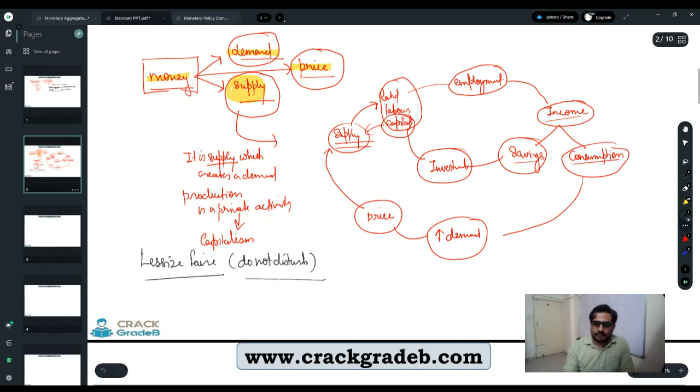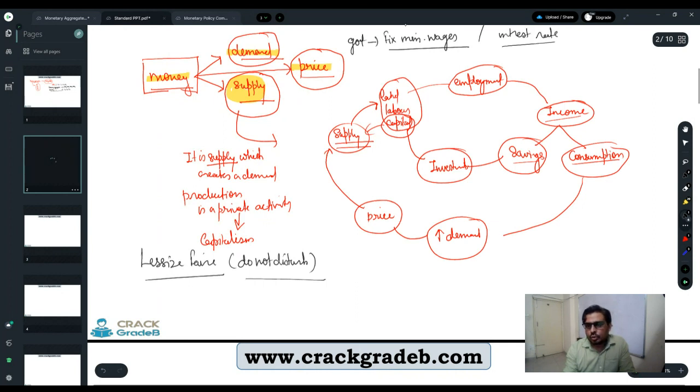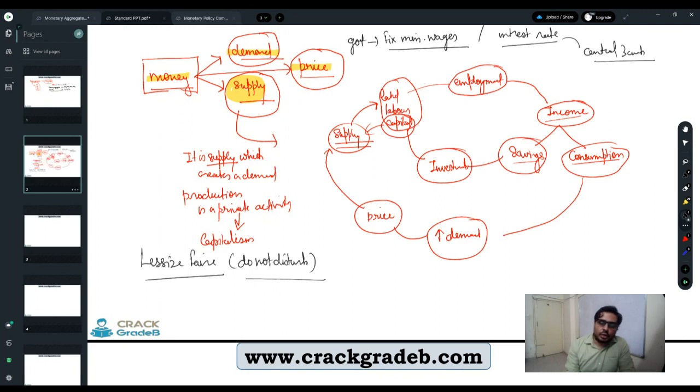So people ask how it can be a problem. They said, see, if government is there, definitely government is going to do what? Government is going to fix minimum wages. Government will also intervene in the interest rate through their central bank, and this intervention is going to disturb the entire economic system. So government has to limit itself.